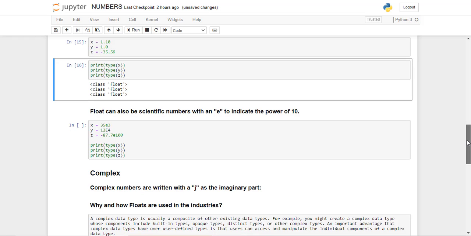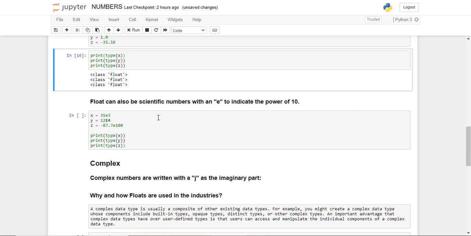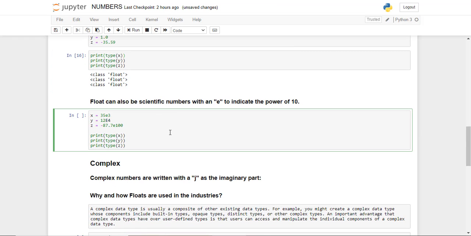Now you can also use the letter E to indicate exponent. E stands for exponent, and if you specify a number such as x is equal to 35e3, it means that we take 35 and multiply it with 10 to the power 3. So this number is going to be 35,000. However, because we have used exponent, it's going to be represented in memory as a floating point number rather than an integer. So let's try and run these three cells and see what comes up.